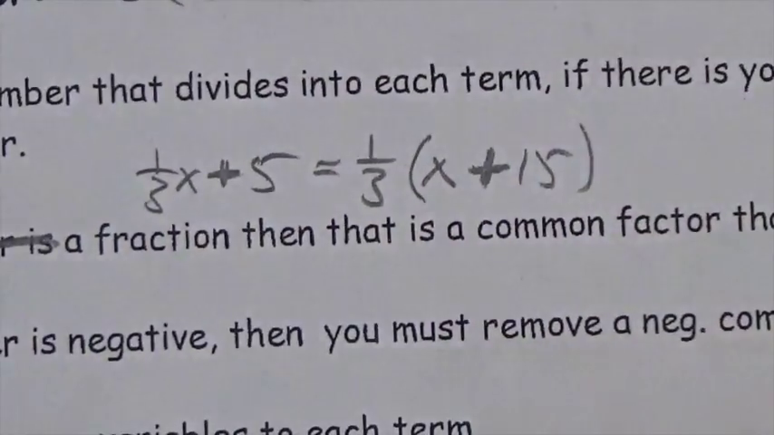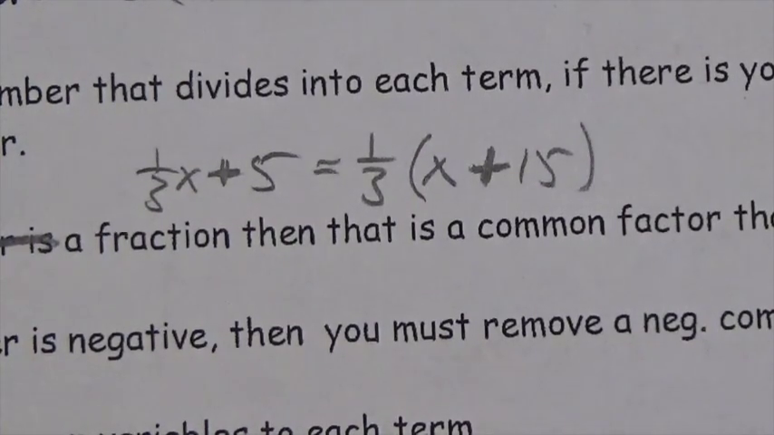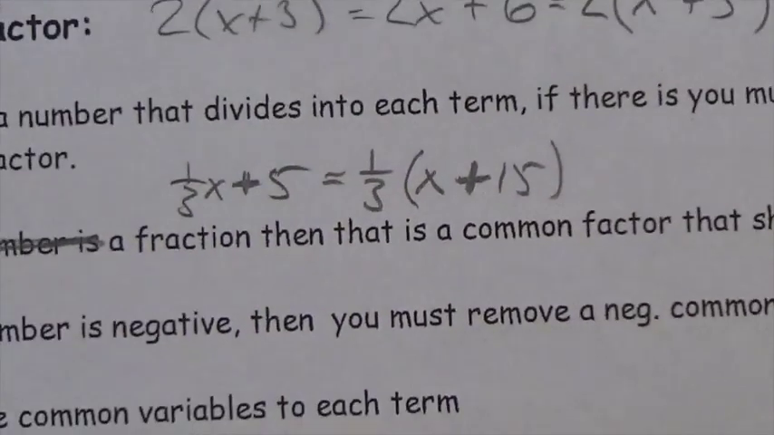Okay, I didn't say 5 divided into thirds. I said 5 divided by 1/3. Okay, and you've got to be really, really clear on that.